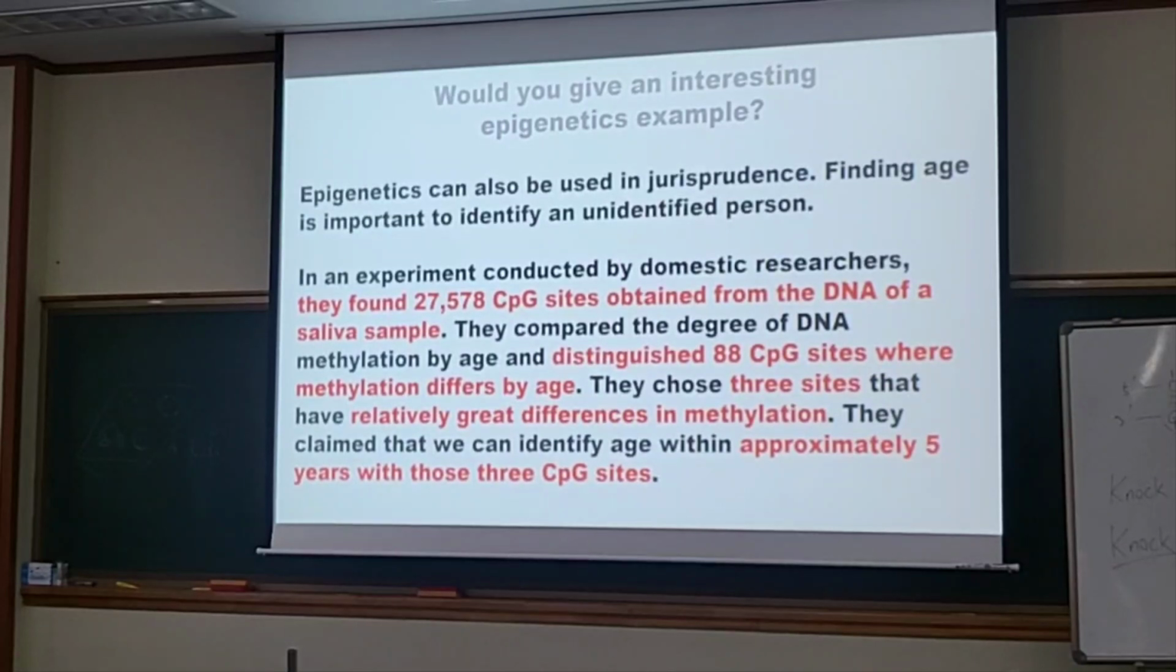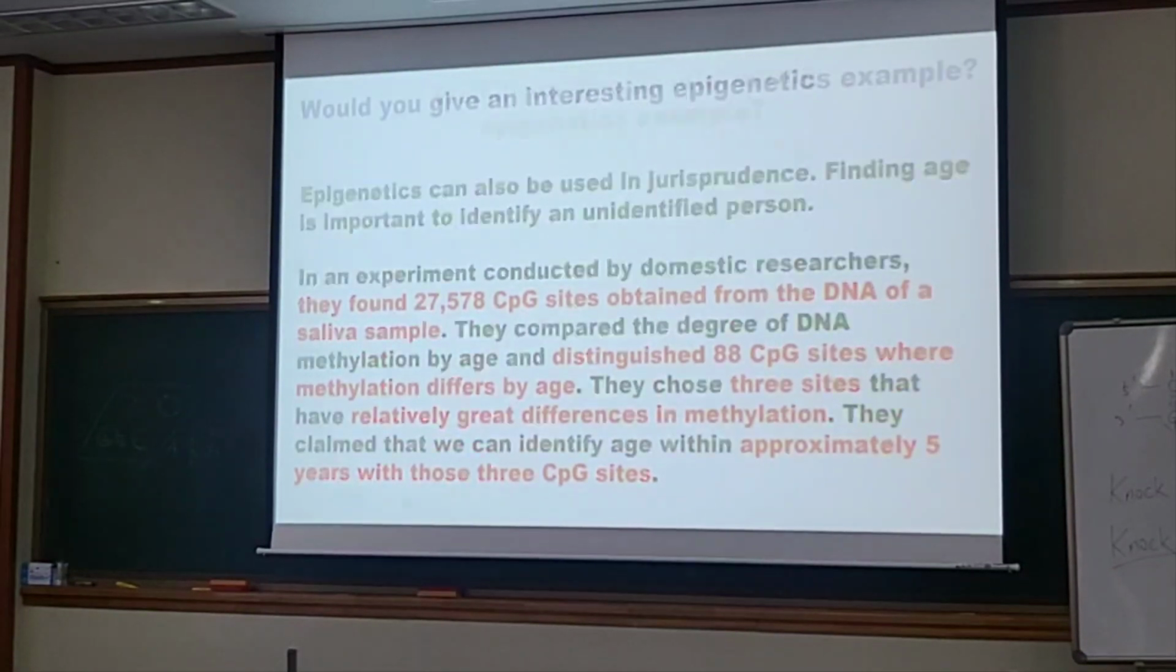And here, CpG. This is about the aging clock. If you read the DNA methylation pattern, we can estimate the age status of the cells of an individual. So this topic will be handled in the aging part after the midterm exam.